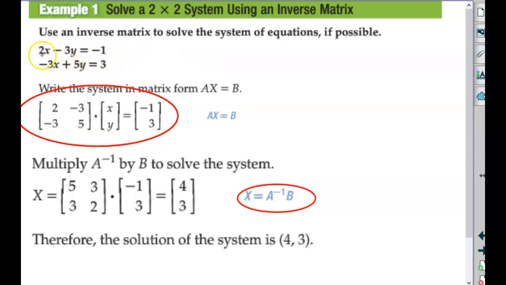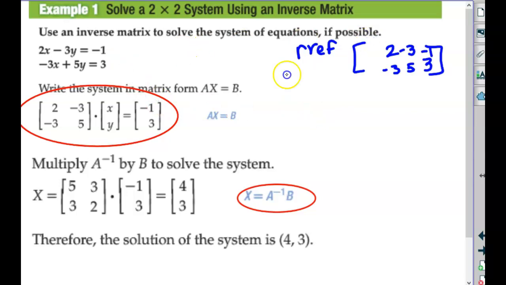If I take this matrix, remember yesterday when we did RREF, we put this in a 2 by 3 that looked like 2, -3, -1, and -3, 5, 3. Those are really scrunched together, I'm sorry. Remember we did that yesterday? But this says if you are to write it as a matrix multiplication, or it will say use an inverse.